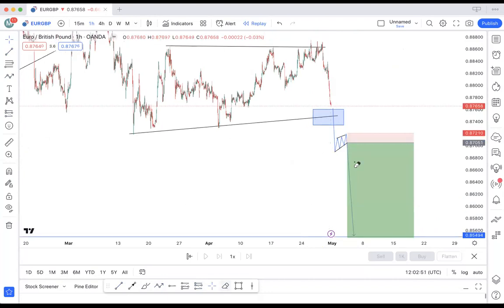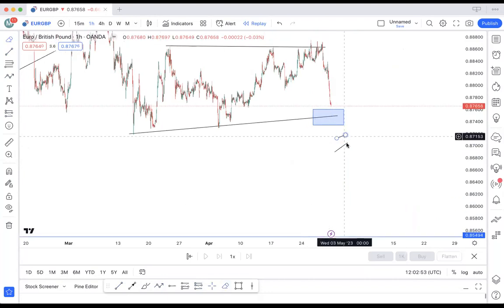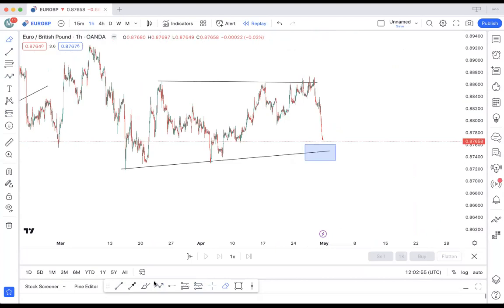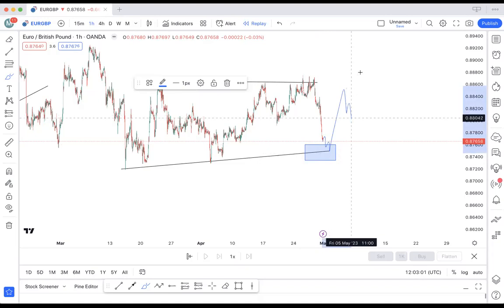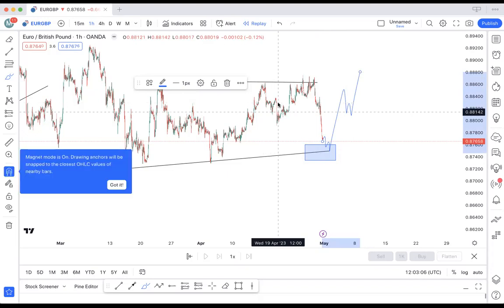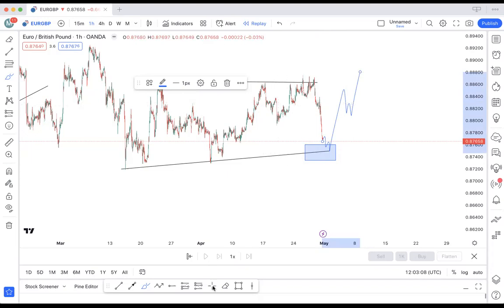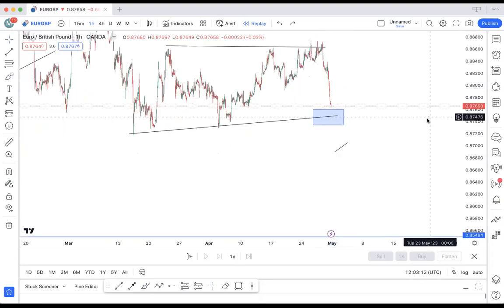Now, the possibility of this not giving us a breakout is simply the price, once it gets here, forming a reversal and continuation pattern to the upside. If this happens, we'll stay away from this pair and focus on the next one. But let's select this pair for next week.